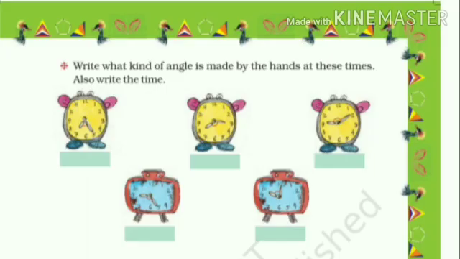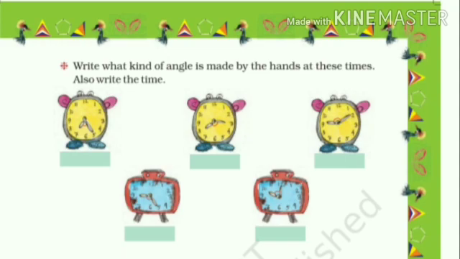Coming to the next question: write what kind of angle is made by the hands at these times. Also write the time. Means कि the pictures which are given over here, in that we have to see कि कौन से kind के angles बना रहे हैं ये, whether it is a right angle, whether it is an obtuse angle, whether it is an acute angle. So we have to see that, and we have to write the time also.